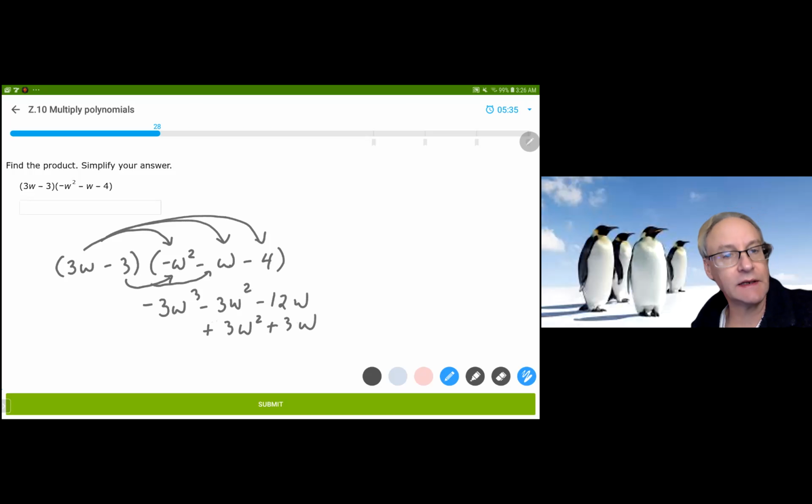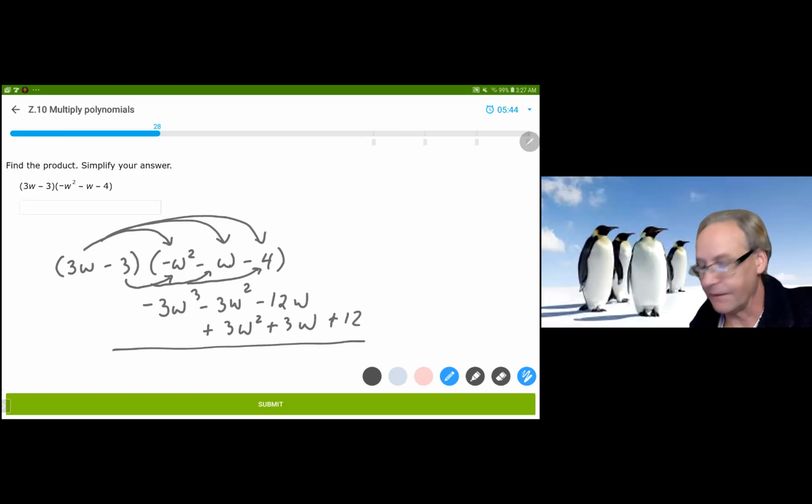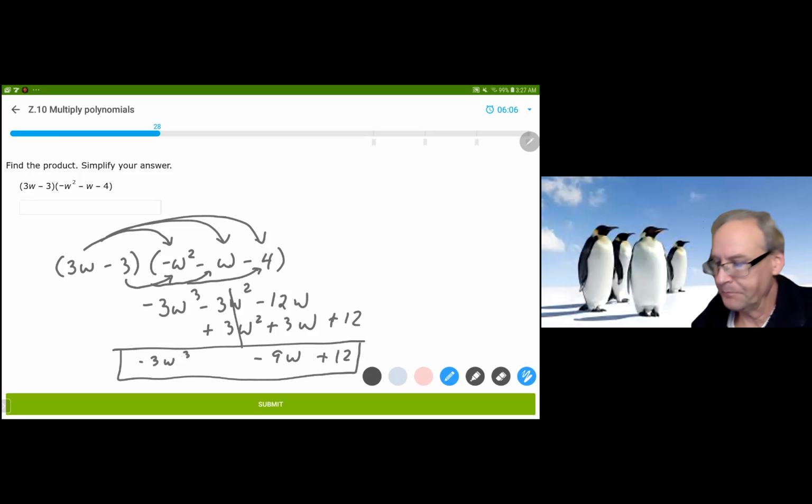And you'll notice how I'm lining these up. And finally, I'm going to multiply the negative 3 times the negative 4, which gives me plus 12. And then I'm going to add the like terms. That's going to be negative 3w cubed. Negative 3w squared plus 3w squared is 0. Be careful. I have a minus 9w plus 12. And I ended up with a nice trinomial. But it's a third degree.